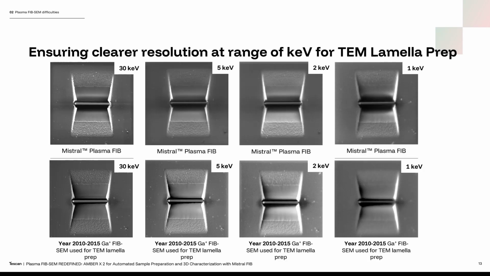I've mentioned the low kV resolution is critical not only for TEM sample preparation but also for atom probe sample preparation, which is important for the precise beam placement. Tescan AMBER X2 equipped with the Mistral plasma FIB column delivers resolution comparable to some gallium FIB-SEMs currently available. In fact, when comparing imaging capabilities with the 9-year-old gallium FIB-SEMs, Tescan AMBER X2 achieves even better resolution, showcasing the evolution of plasma FIB technology.